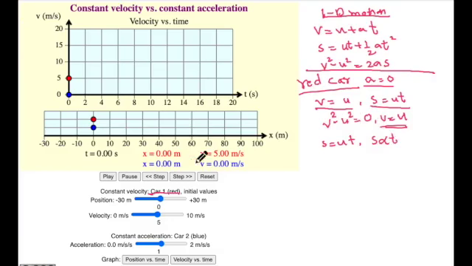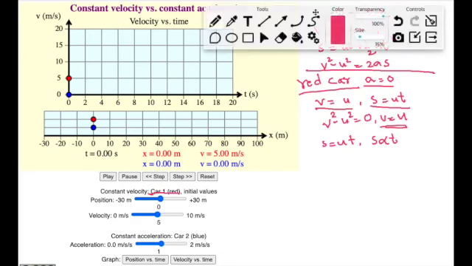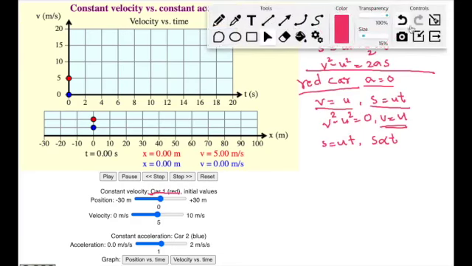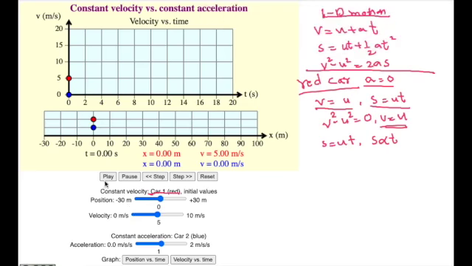Now let us see first the velocity versus time graph, and then the position versus time graph. Let me click the play button here. I have set the blue car with 0 acceleration, so I am not including the blue car now. I am just observing the red car only.